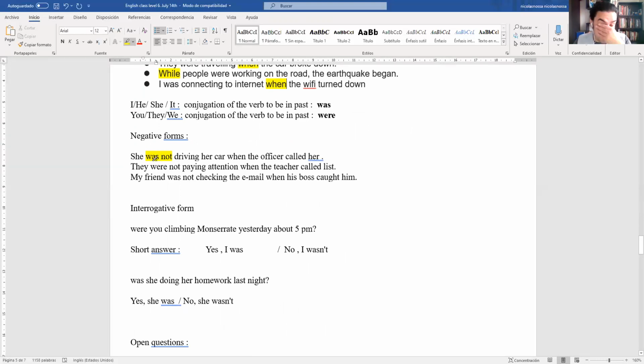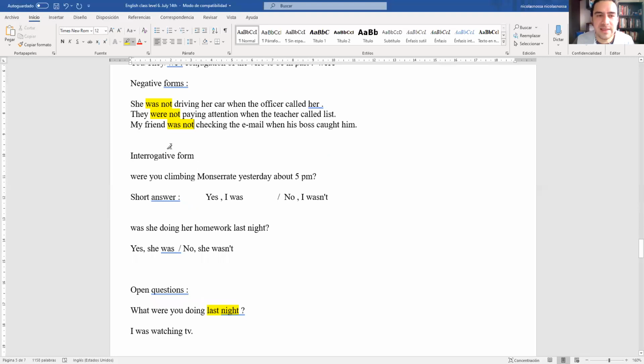Negative forms, ok. Entonces, si voy a negar el pasado continuo, entonces le agrego solo el not, porque tengo el verbo to be, ¿no? She was not driving her car when the officer called her. Yeah, was not. Or they were not paying attention when the teacher called list. Negative form. My friend was not checking the email when his boss called him.